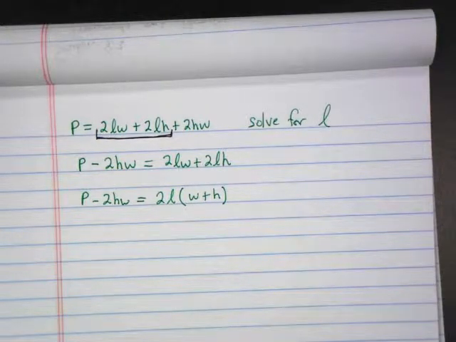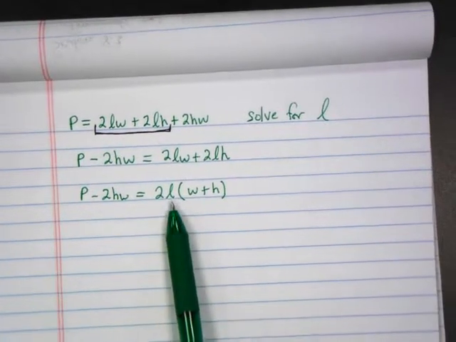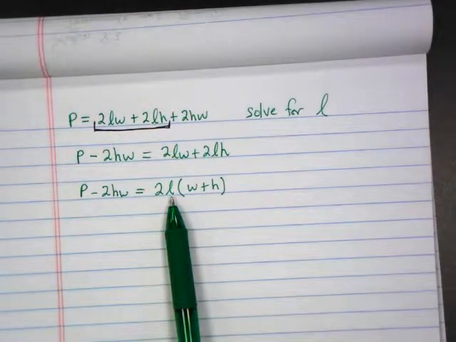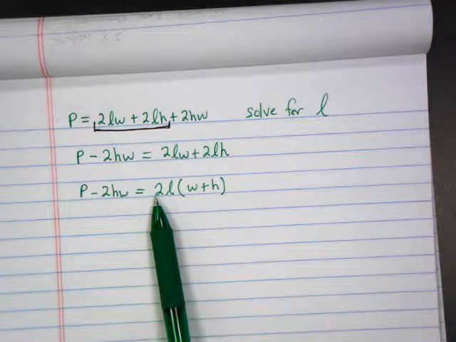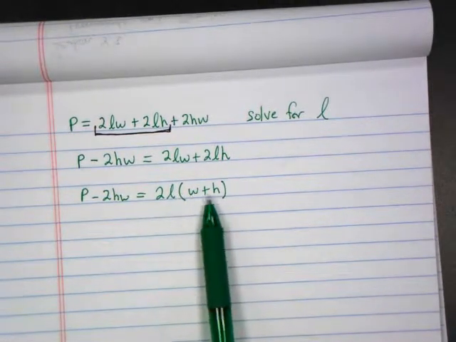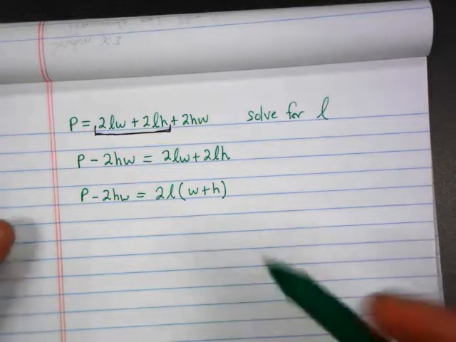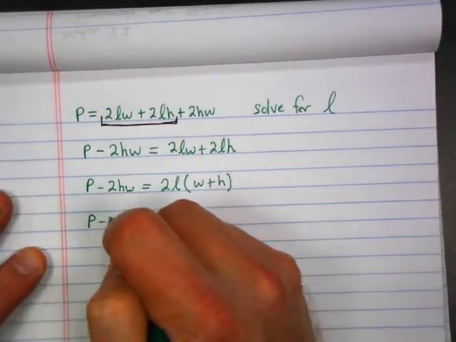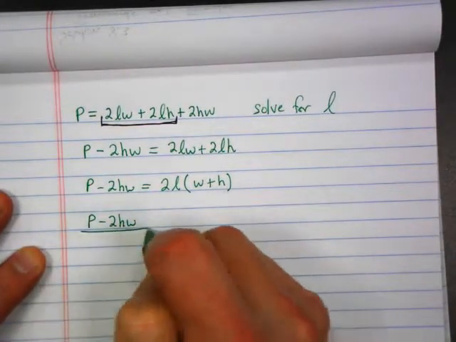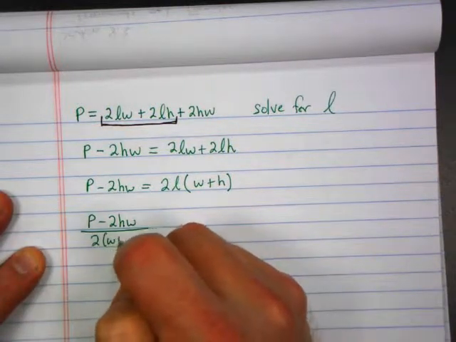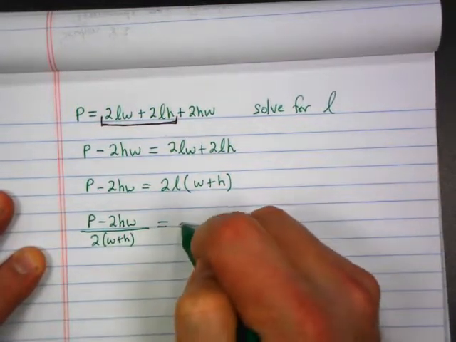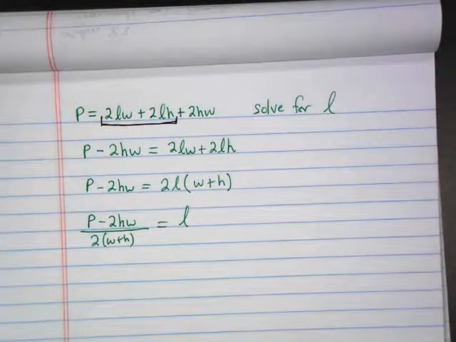Almost done. I only have one L written down now, that's a good thing. How do I get this one L all by itself? Divide by... I have to divide by the 2, because it's being multiplied, and I need to divide by the W plus H. So I think my answer is going to be P minus 2HW divided by 2 times W plus H, I have to divide by both of those, equals L. Questions on that one?